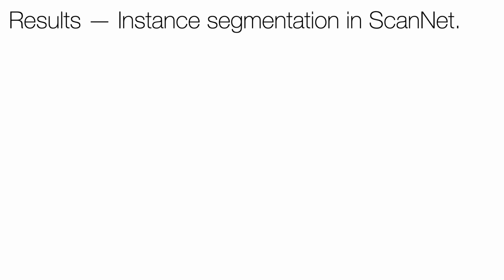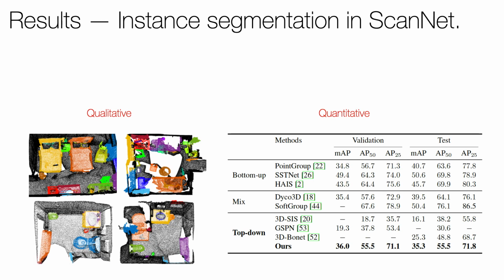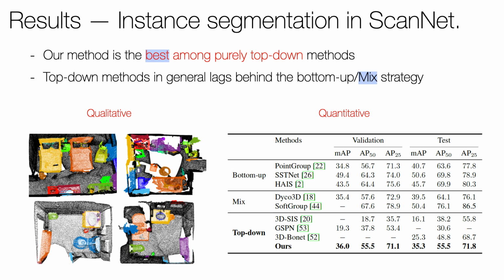We further validate our pipeline on the real ScanNet benchmark. Our method is the best among purely top-down methods. However, the top-down methods in general lag behind those using a bottom-up strategy. Regardless, our work shows how bounding box regression bottlenecks top-down instance segmentation and demonstrates how this can be avoided.